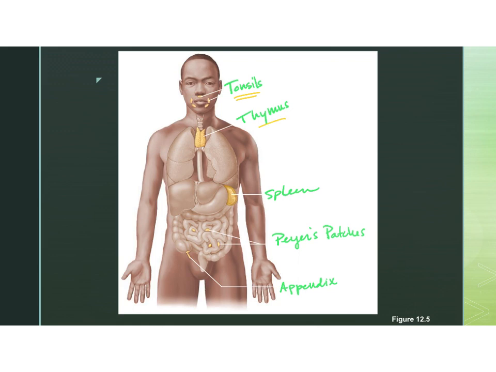And then there's the thymus, that's located in the thorax. That's most active during youth. And then the spleen, which is the organ that curves around the side of the stomach. And then the Peyer's patches are found in the intestines. And then finally the appendix, and that hangs off of part of the large intestine.